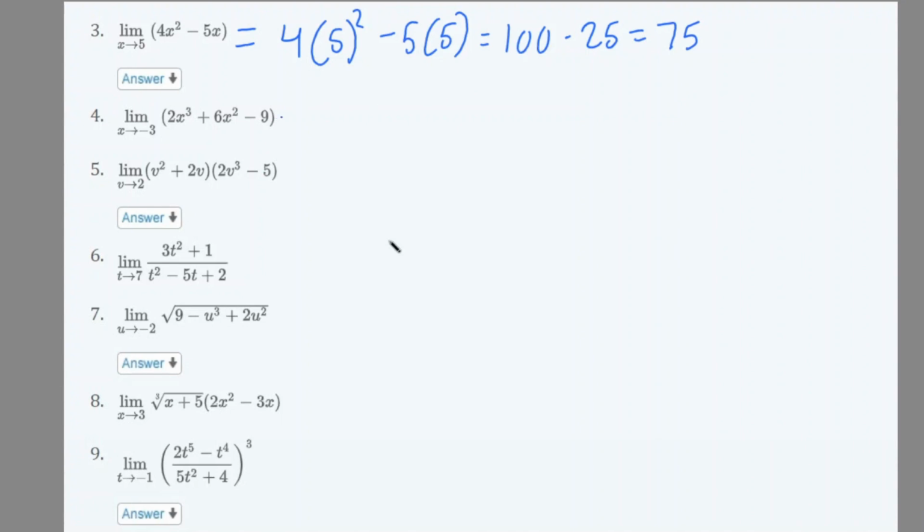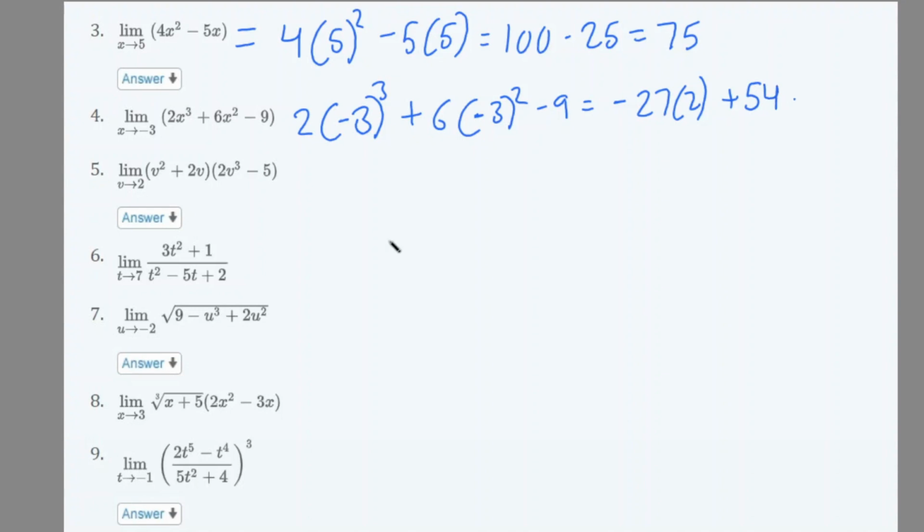And now for number 4, as x goes to negative 3, let's plug negative 3 into this equation. 6 open parentheses negative 3 squared minus 9. So we're going to end up with negative 27 times 2 plus 9 times 6, which is 54, and then minus 9. So we would have negative 54 on this side, 54 on this side, they cancel out, and then your answer would be 9 for that.